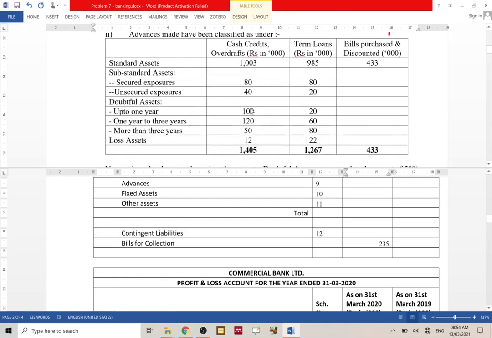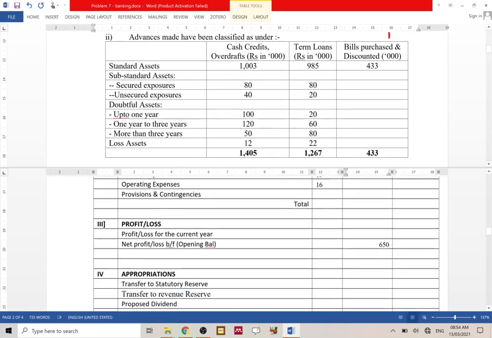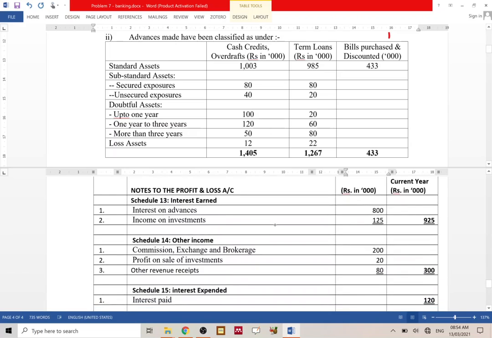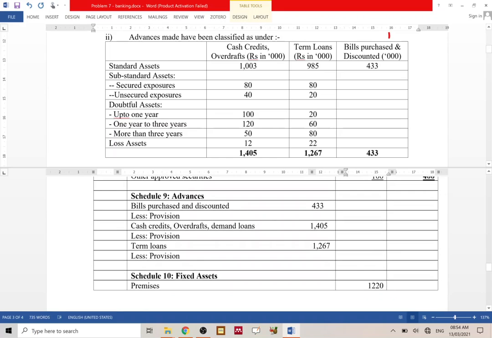The next adjustment is about advances. Now you have been given certain advances. Let's look at our advances note to the balance sheet. Yes, so schedule 9, we have three types of advances: bills, cash credits, overdrafts and so on, and term loans. And for all these three you have been told or given the classification, like under cash credits. Okay, the first classification, that is cash credits, overdrafts and demand loans.